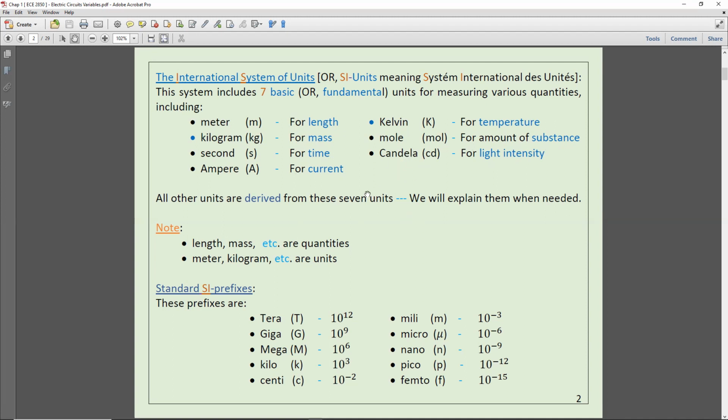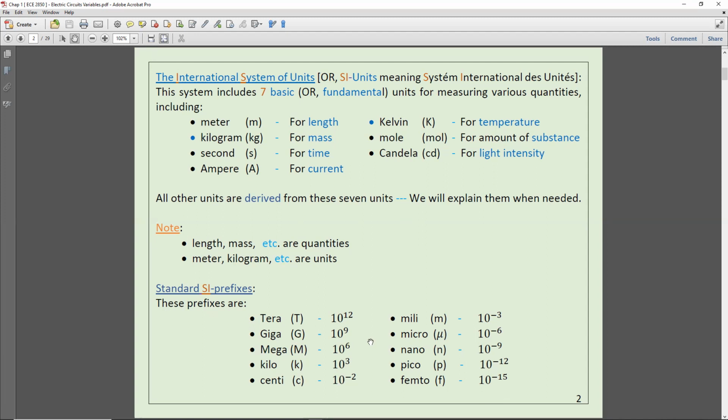candela. Also here I want you to understand the difference between quantity and units. Okay, there is a difference. Length or mass are quantities, but when I say meter or kilogram, these are the units used to measure these quantities. So don't be confused between quantities and units. One of the things is also the prefixes we are using. I think you should be familiar with them.